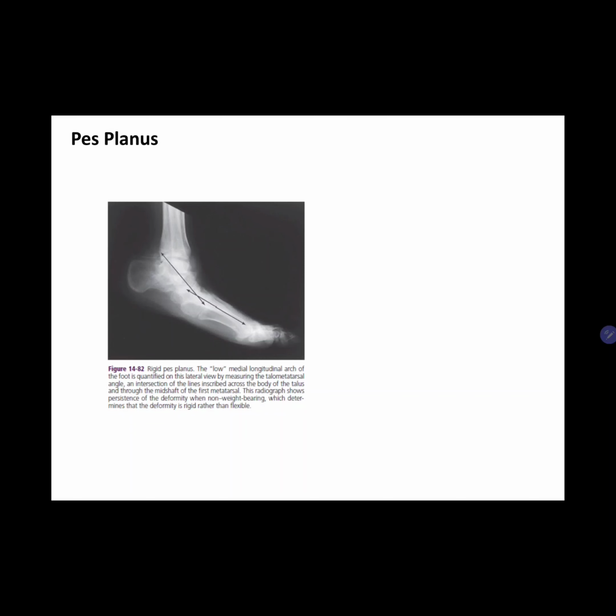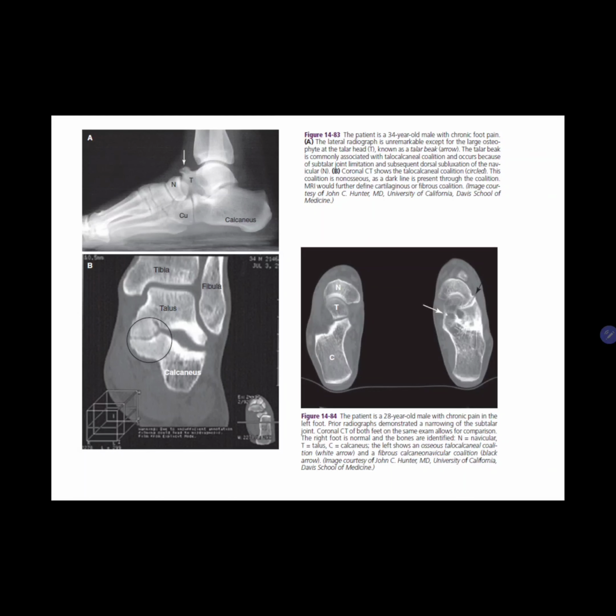Tarsal coalition is the bony or fibrocartilaginous connection between two or more tarsal bones, and the talonavicular and calcaneonavicular coalitions are the most common and are bilateral in over 50% of known cases. Coalitions are usually identified on radiograph, although CT and MRI allow for more precise determination of the articular involvement.